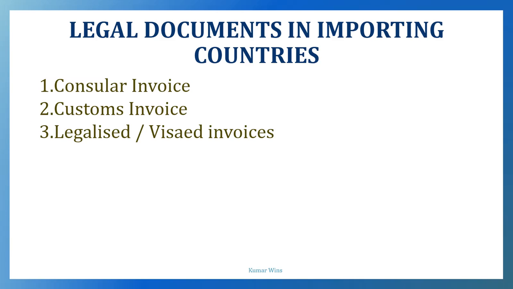Then we have legalized or vised invoices. These invoices constitute a sworn affidavit by the exporter about the genuineness and correctness of the sale. This could be sworn before the appropriate consulate or the chamber of commerce, as the case may be, which will put their stamp on them. So this becomes legalized invoices, or we call them vised invoices. Then fourth one is certified invoice. These are the self-certified invoices by the exporter about the origin of the goods.